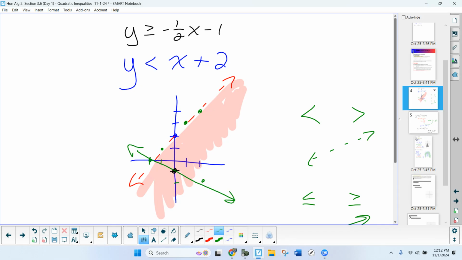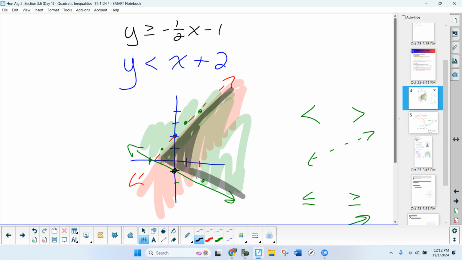Solid. And then which way does this one shade? Above. So the final shaded region was where they did what? Overlap. Where they overlapped. So this area in here would be the final shaded region. So any point where it is both green and red. Do you remember doing that as Algebra 1 students?